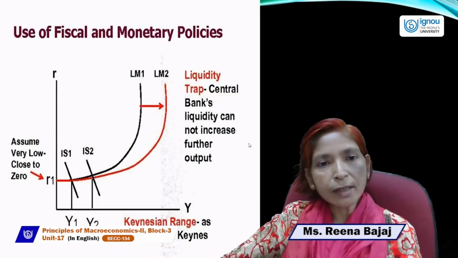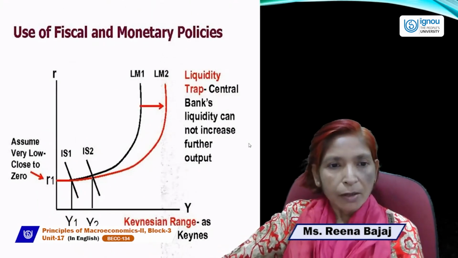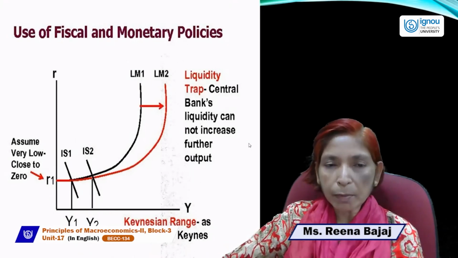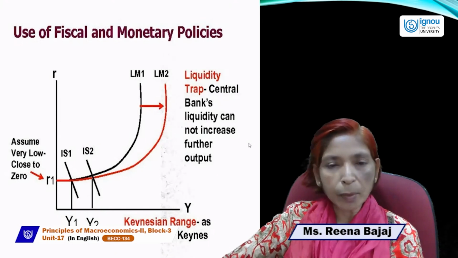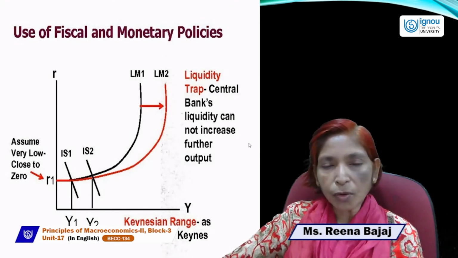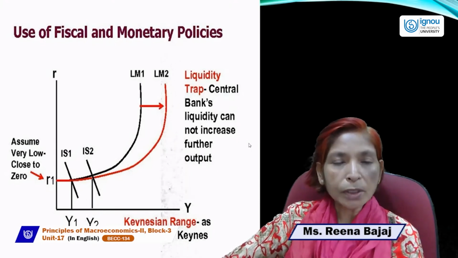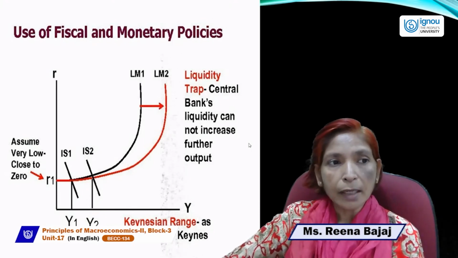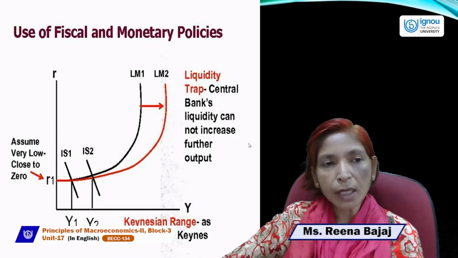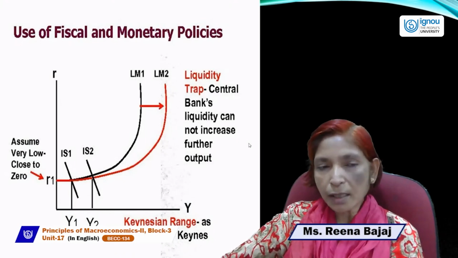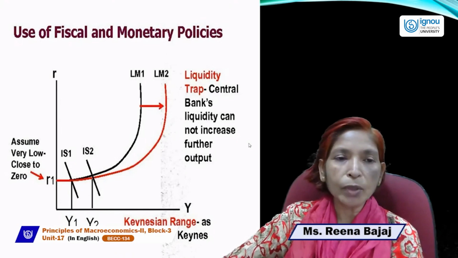Next is the use of fiscal and monetary policy. As we know, both the policies are complementary to each other, not substitutable policies. We can't use only one policy to stabilize the economy and achieve the economic goals of the country. We have to follow both these policies simultaneously, and these policies together can solve all the problems of the economy. One policy is not the substitute of another policy. Both are complementary to each other.